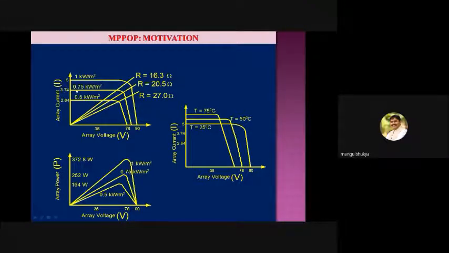But with the 750 radiation, my load is what, 20.5. It means I have to connect an equivalent impedance of 20.5. Suppose my radiation is 500 watts per meter square. For that, I should connect a load of 27 ohm.